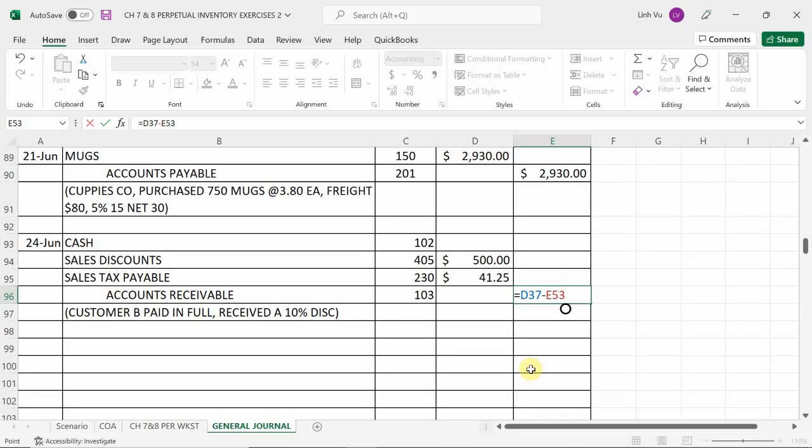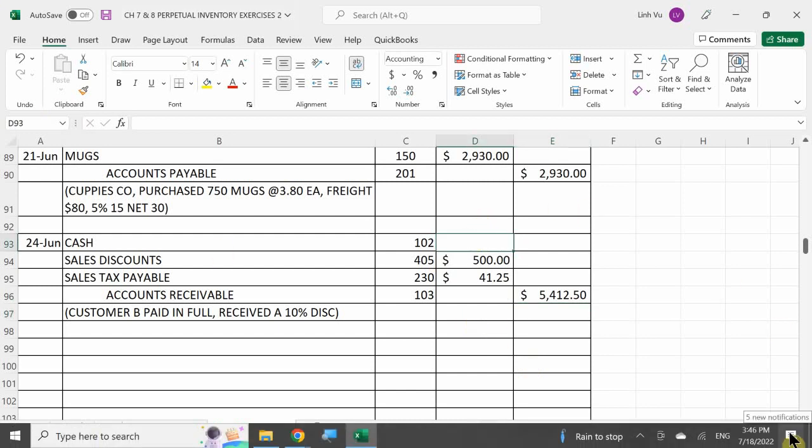So 6495 minus 108250. How much does customer B actually owe me? The difference is $5,412.50. Good. So in this case, if customer B is going to pay me, how much money should I be actually receiving from this sale?